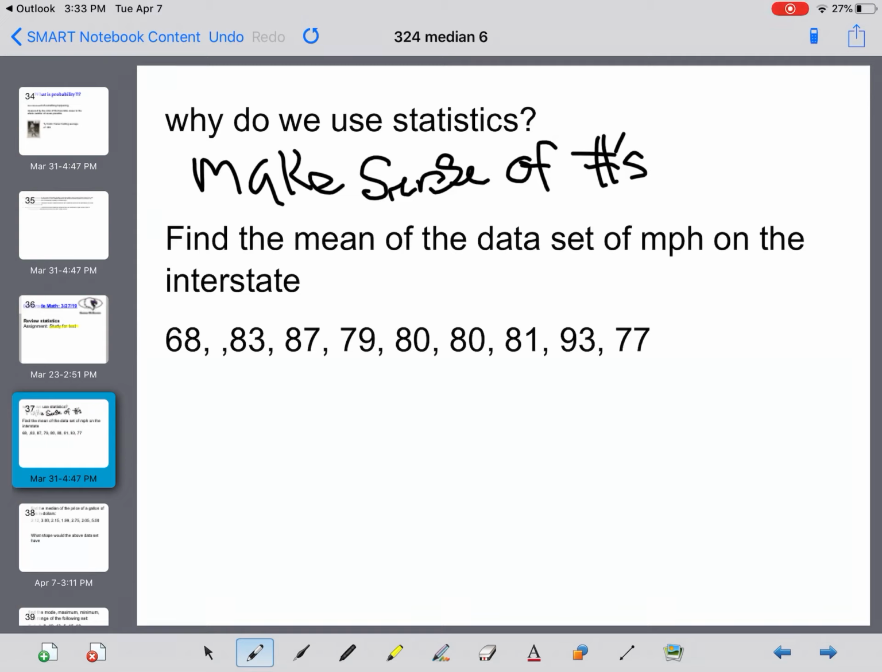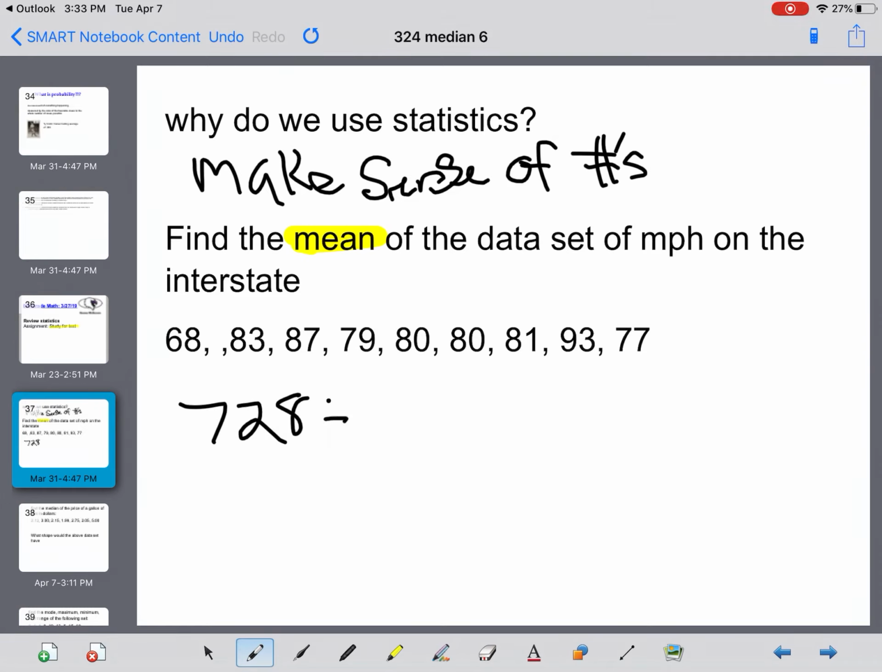the center here, and the center is going to be the mean. Remember, we can have the mean or median as our centers, but here we're trying to find the mean. So when we find the mean, we take all the numbers and add them up. So take out your calculators. We're going to do 68 plus 83 plus 87 plus 79 plus 80 plus 80 plus 81 plus 93 plus 77. If you get that, you're going to have 728.